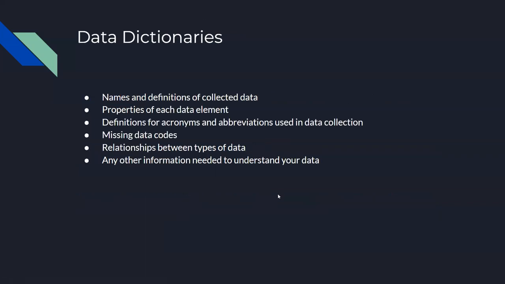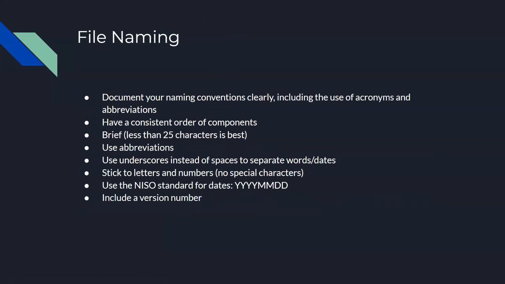And so this is just some tips for data dictionaries and the kind of information that will be within them. Like I said before: names and definitions of data, what the properties of each data element are, what acronyms and abbreviations are used, how missing data is coded, what the relationship is between different types of data, and basically anything else you need to understand and use that data.